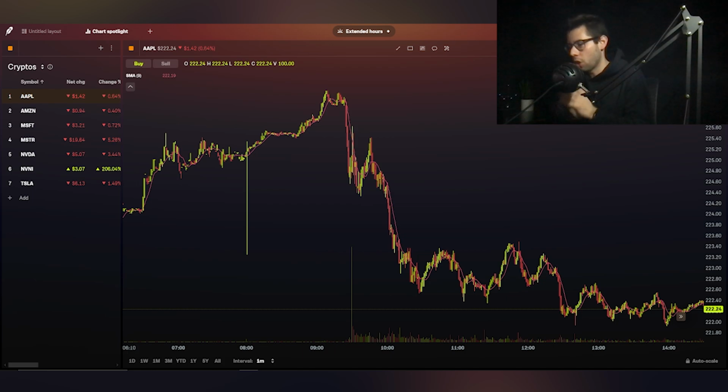Let's jump into it. So, Robinhood Legend is a simple, free-to-use trading platform. Free to use, all right? Simple to understand. So, you're taking a look at Robinhood Legend. This is the main page.